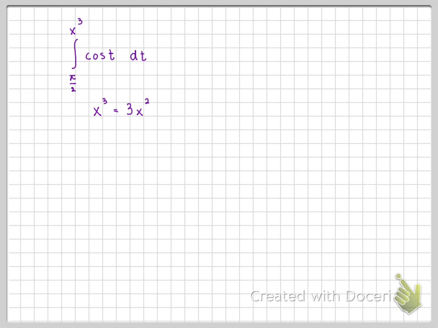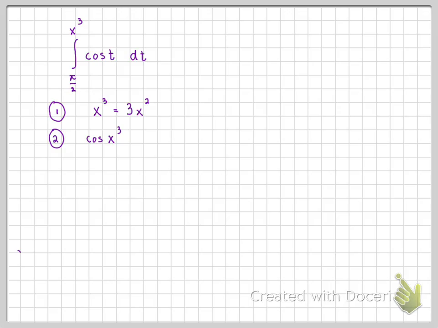Okay? Now, what we're going to do is plug in. So this is step 1. If your upper bound is not just an x, you have to find the derivative of it. Okay, that's step 1. Step 2 is to now plug in that upper bound for t. So we get cosine x cubed.